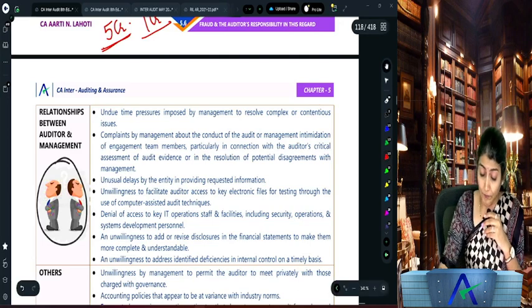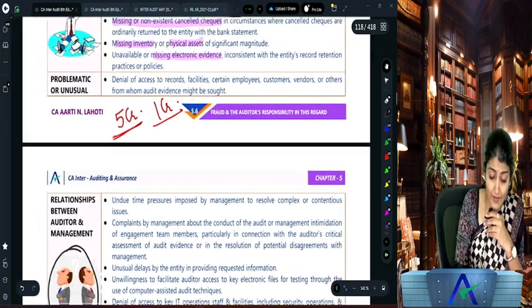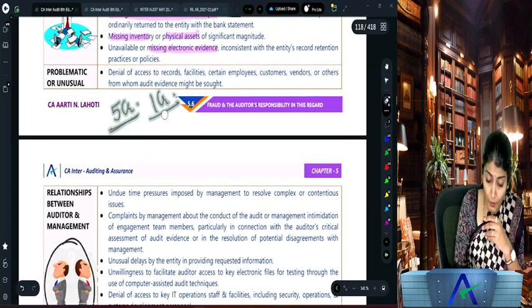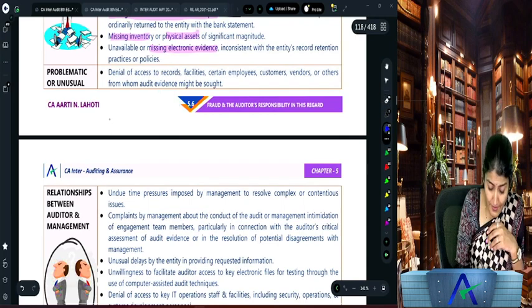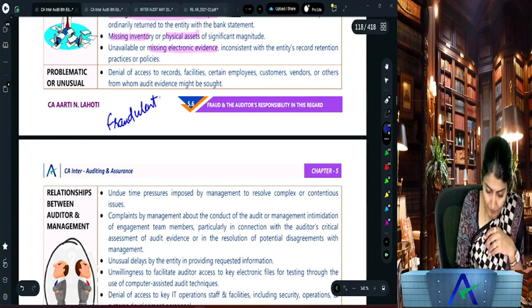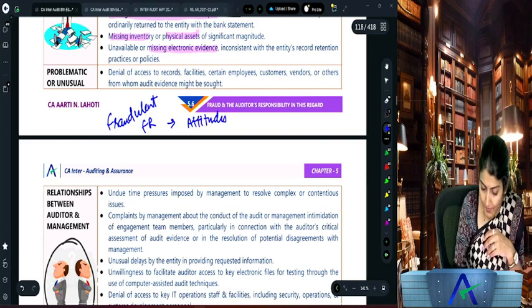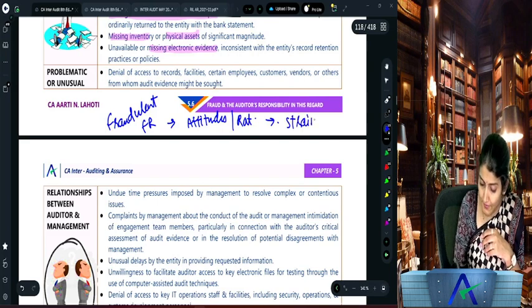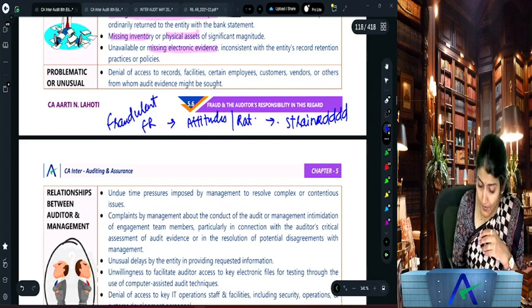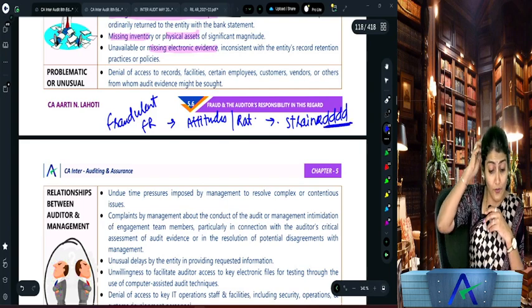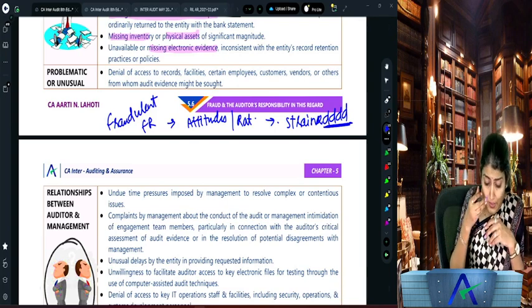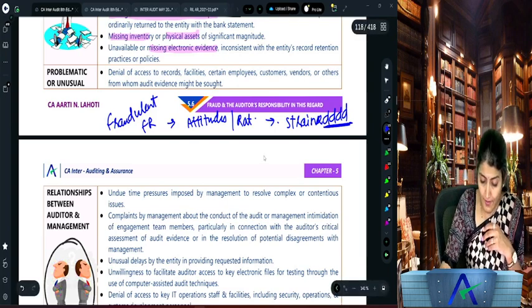It was in the attitudes and rationalization of the fraudulent financial reporting. Are you getting that? Fraudulent financial reporting, in that you had the attitudes and rationalizations, in that what you had the strained, do you remember that? Strained relationship between whom? The auditor and the management. So here also what they are saying, there is a problematic relationship between the auditor and the management.